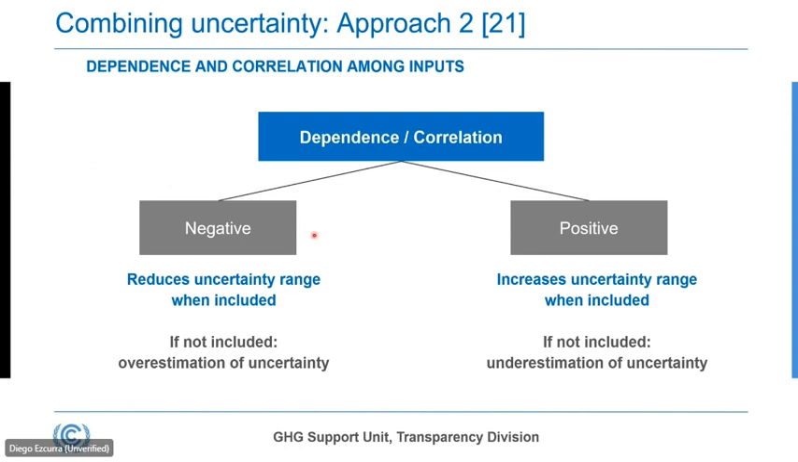If the correlation is negative, meaning that if one variable goes up, the other variable goes down, that type of negative correlation tends to reduce the uncertainty in reality. So if we do not model the correlation, we will be overestimating the uncertainty of the result. And the opposite happens when we have positive correlation. In general, if there are positive correlations and we do not model it, we are underestimating the uncertainty.